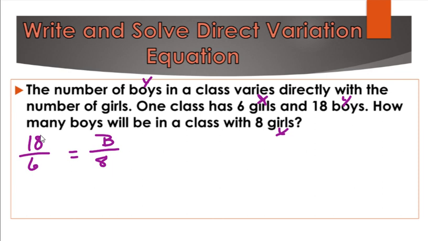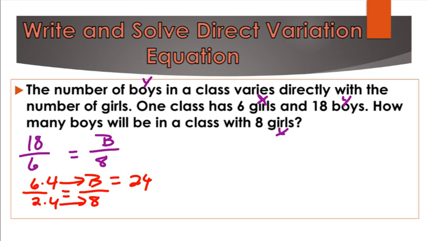For this one, I would actually reduce 18 over 6. So if I reduce 18 over 6, divide that by 3/3, that would give me 6 halves is the same as b over 8. And I know that 2 times 4 gives me 8. So that means 6 times 4 will give me the number of boys, which would be 24 boys. So again, there's multiple ways of solving that one. That one I just use proportions.